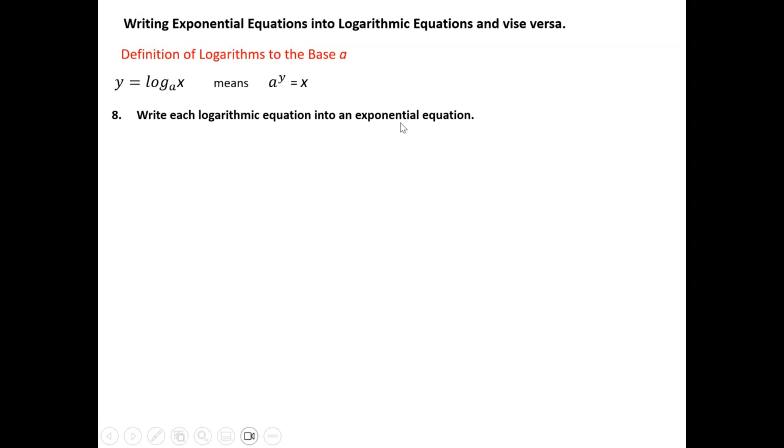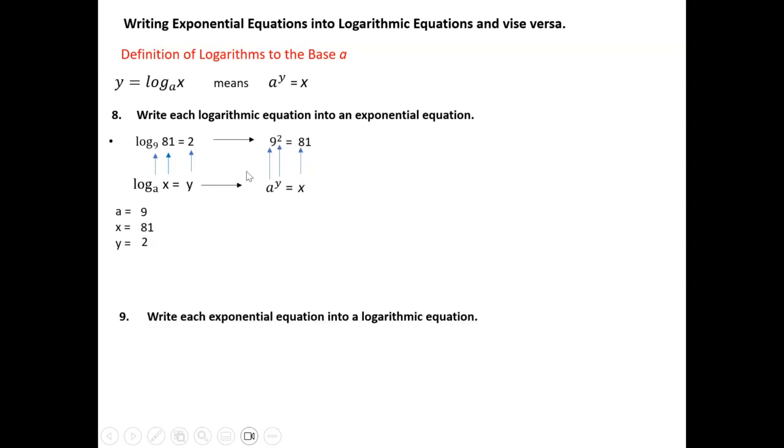Write each logarithmic equation into exponential equation. So here, guys, we have to know what the a is, what the x is, and what the y is. In this case, my a is equal to 9, my x is 81, and my y is 2. Then I go to the equivalent formula from log to exponential. So we have a is 9, y is 2, and x is 81. This is the answer, guys. This is equivalent. So the answer will be 9 squared equals 81.